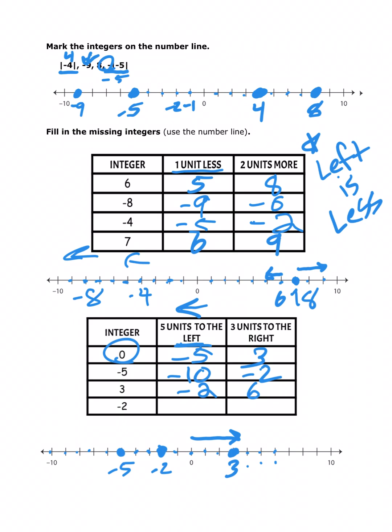And my last table, I'm going to start at this -2 and go 5 units to the left. 1, 2, 3, 4, 5. That lands me at -7. And then finally I start at -2 again and go 3 to the right. 1, 2, 3. And that lands me at number 1.